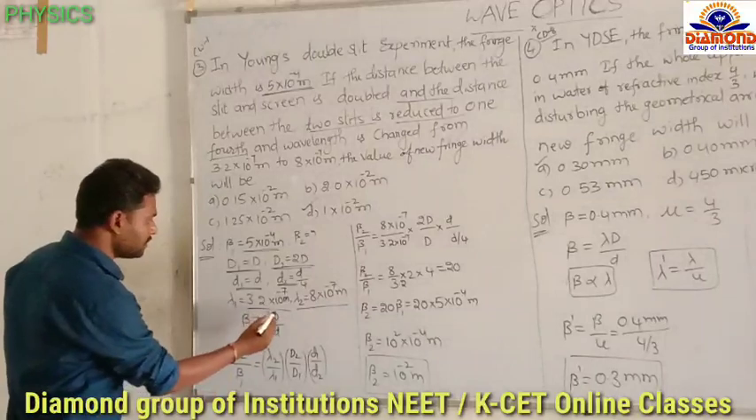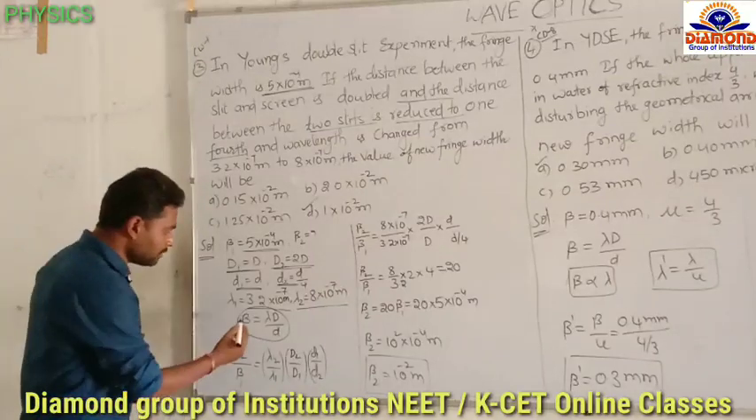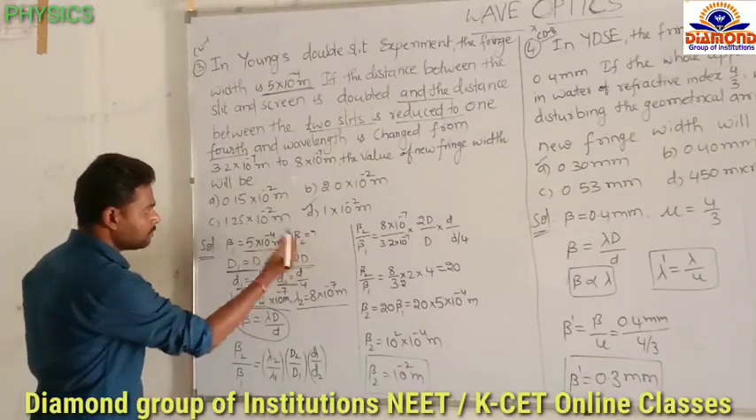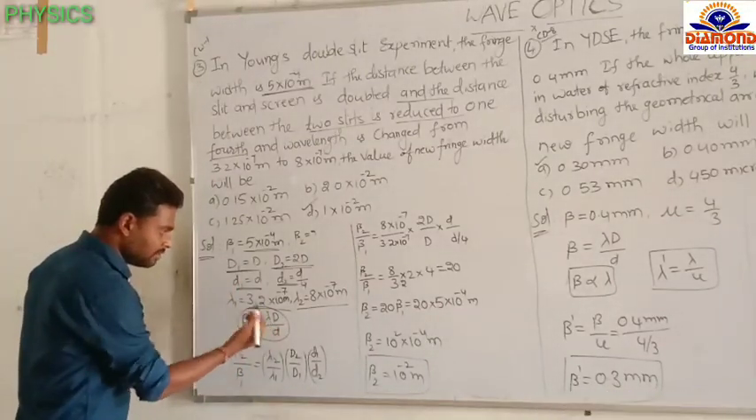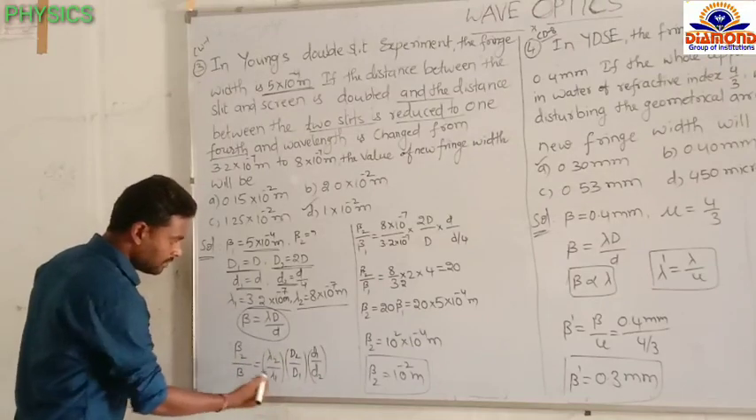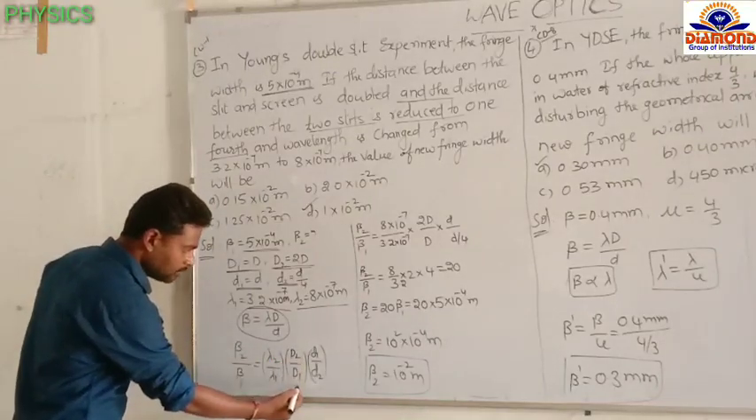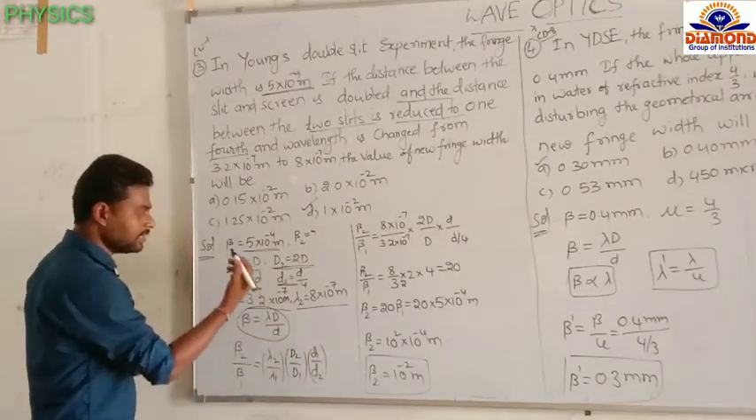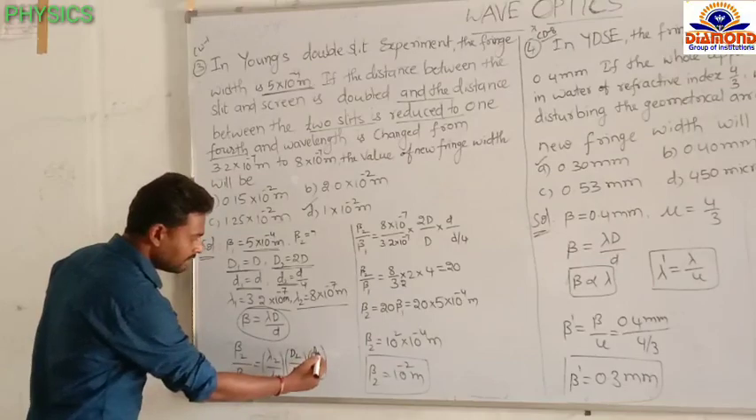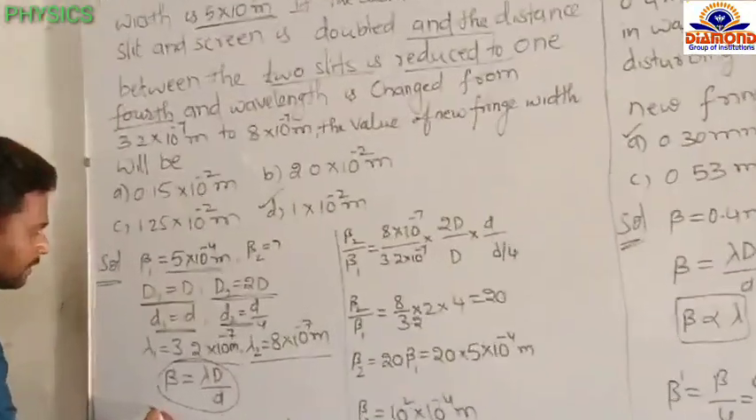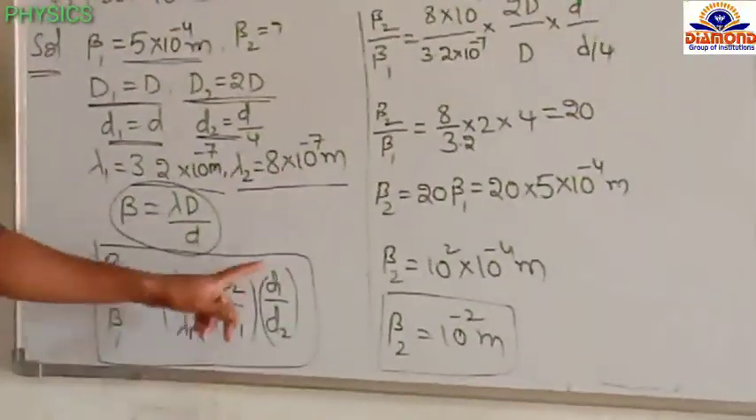Okay, now already we know the fringe width formula, beta equal to lambda capital D by small d. Now they are asking the new fringe width, beta 2. So beta 2 by beta 1: fringe width is directly proportional to the wavelength, so beta 2 by beta 1 is lambda 2 by lambda 1. Fringe width is directly proportional to capital D, so beta 2 by beta 1 is d2 by d1. And fringe width is inversely proportional to the distance between the slits, small d, so it is d1 by d2. So now we got the relationship beta 2 by beta 1 equal to lambda 2 by lambda 1 into d2 by d1 into d1 by d2.